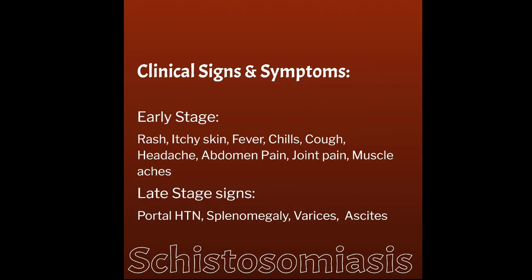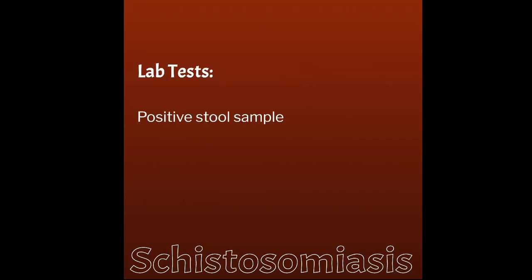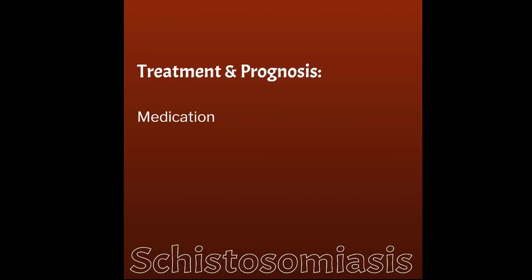Late stage signs, though, with schistosomiasis is as that parasite hangs out in the intestines and drops off eggs, some of those eggs are going to travel through the blood system again, and they're going to get caught in the portal system, and they're going to block up the portal system. So what we see then is portal hypertension because of a blockage. Then we start to see splenomegaly, varices, and ascites come of it. Lab tests are going to include a positive stool sample that is positive for the schistosomiasis parasite. Treatment is usually going to be some sort of medication.